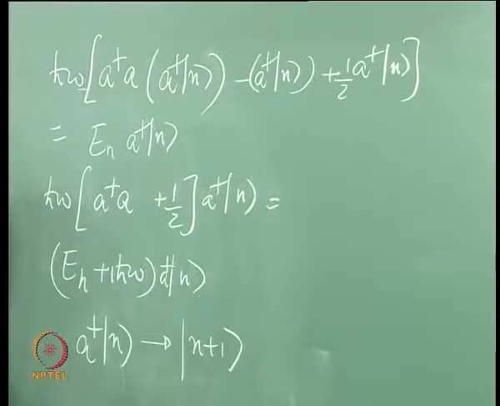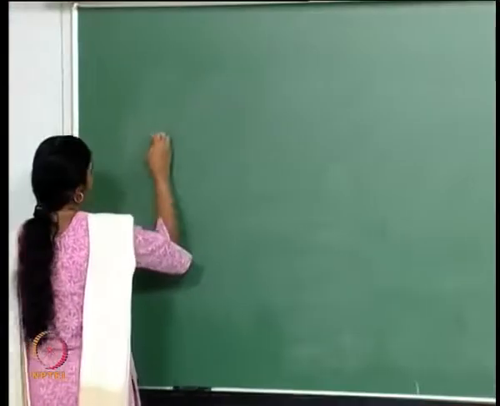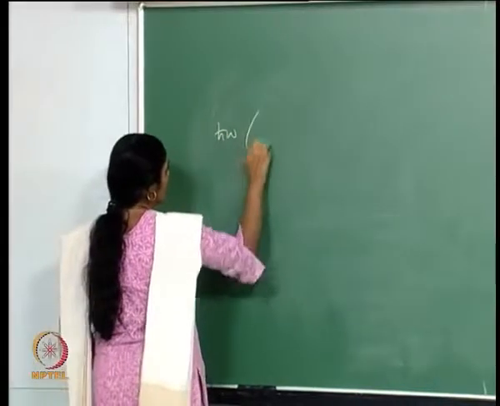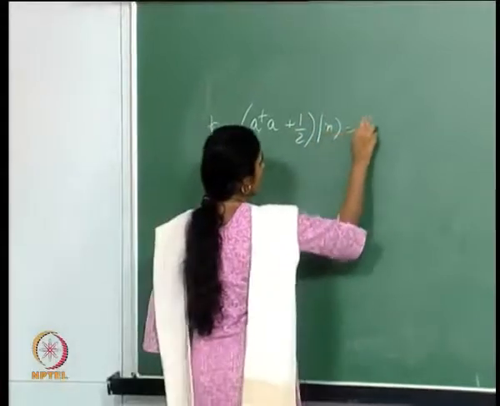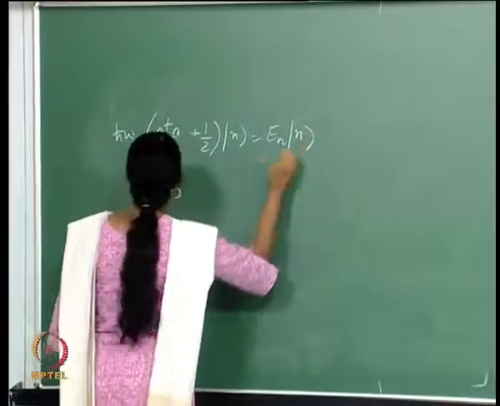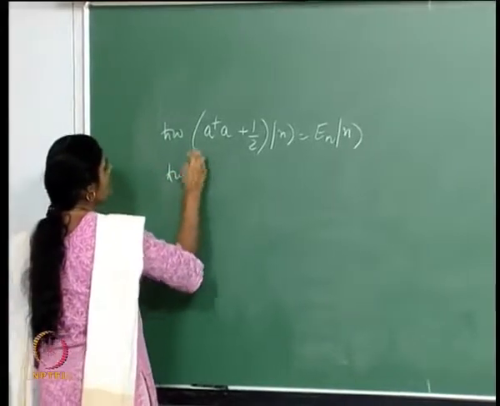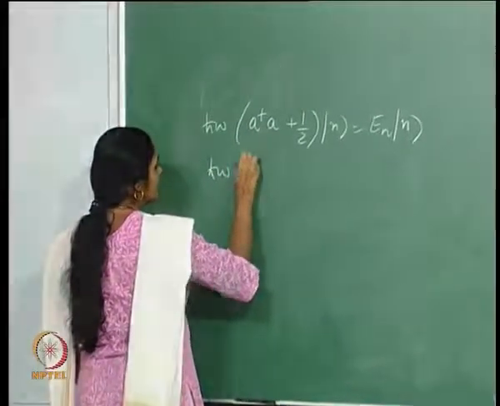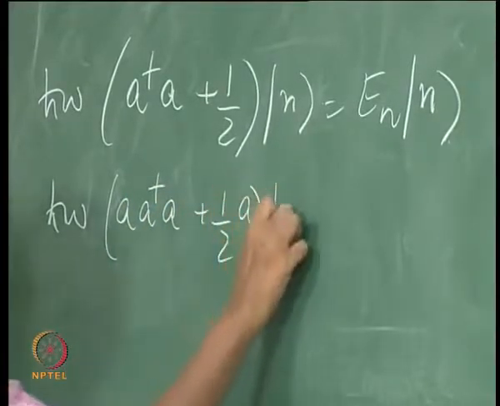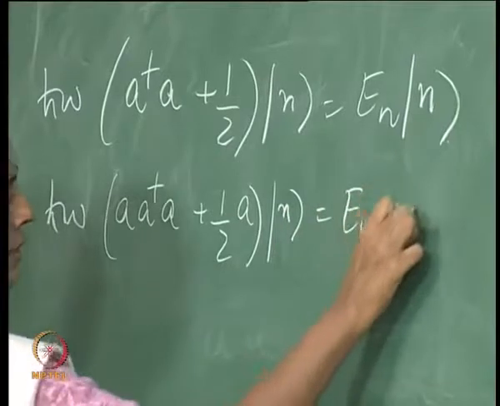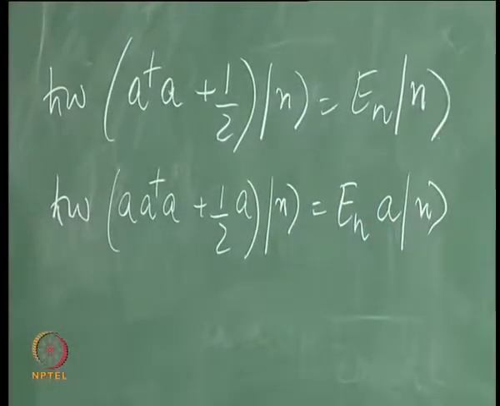Similarly, we can find out what happens when a acts on ket n. So let us do that. So again we begin with the Hamiltonian and the eigenvalue equation, and this time multiply by a. So a dagger a plus half a ket n is E sub n a ket n.